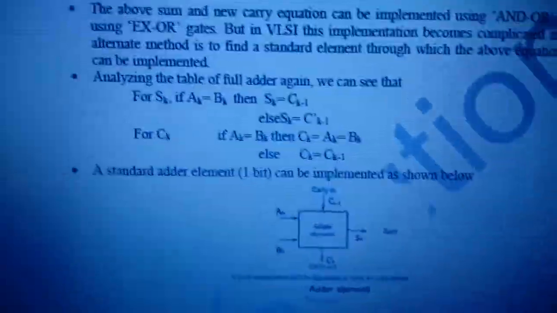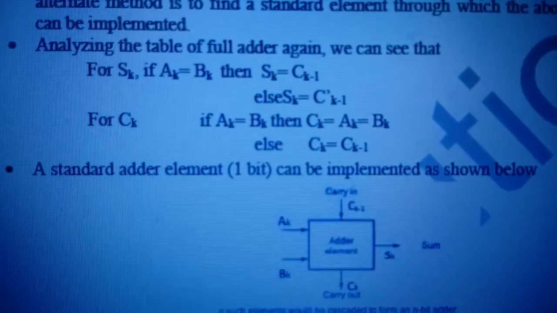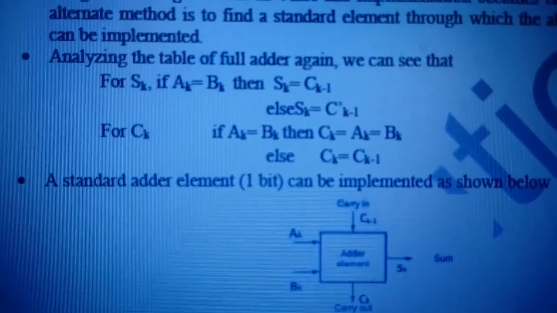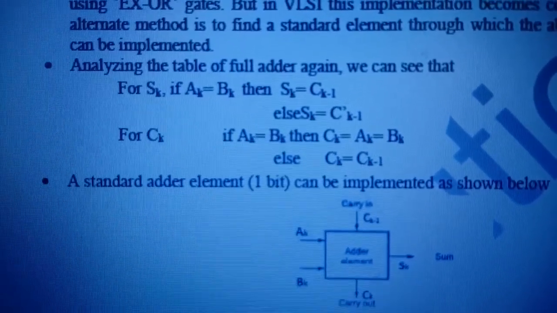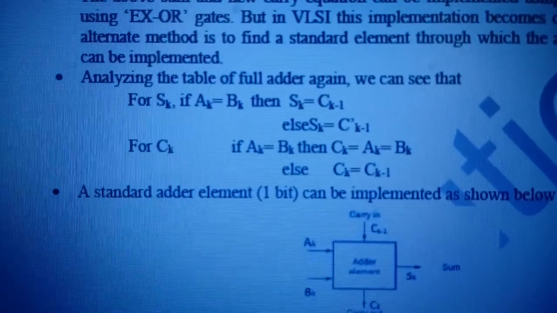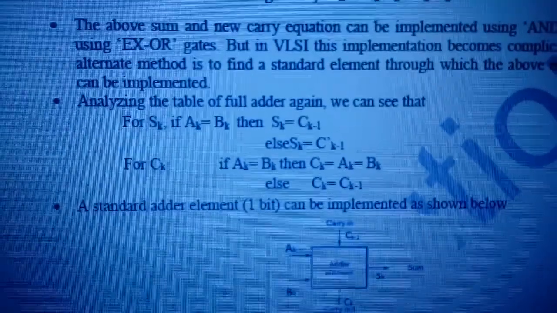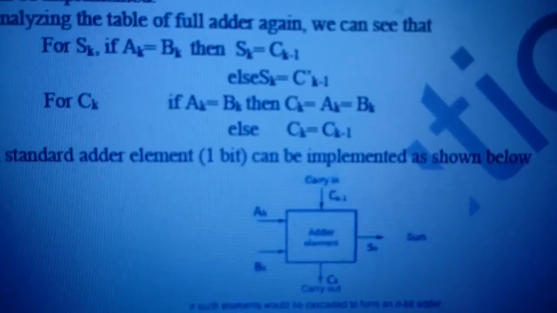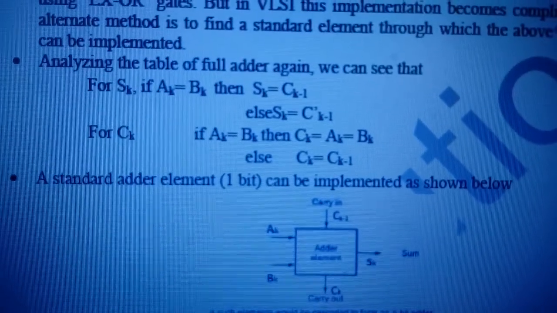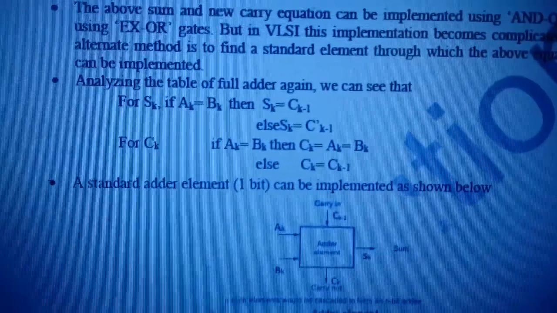When we analyze the truth table of the full adder, we can see that for the sum SK, if AK equals BK, that is, the inputs A and B are equal, then SK will be CK minus 1, the previous carry, or else SK will be the complement, CK minus 1 bar. Only two conditions exist. If both are equal, SK equals CK minus 1, or else SK equals CK minus 1 bar. And for the carry CK, if AK equals BK, when both inputs are equal, CK will be equal to AK, which equals BK, or else CK will be equal to CK minus 1. So these are the conditions.